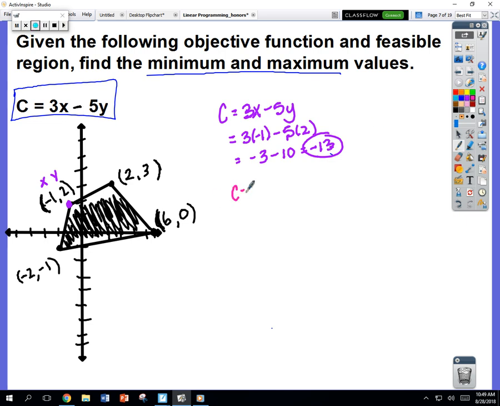Now, I'm going to check this vertex, 2, 3. Same objective function. So I get 3 times x is 2, y is 3. So I get 6 minus 15, which is equal to negative 9.